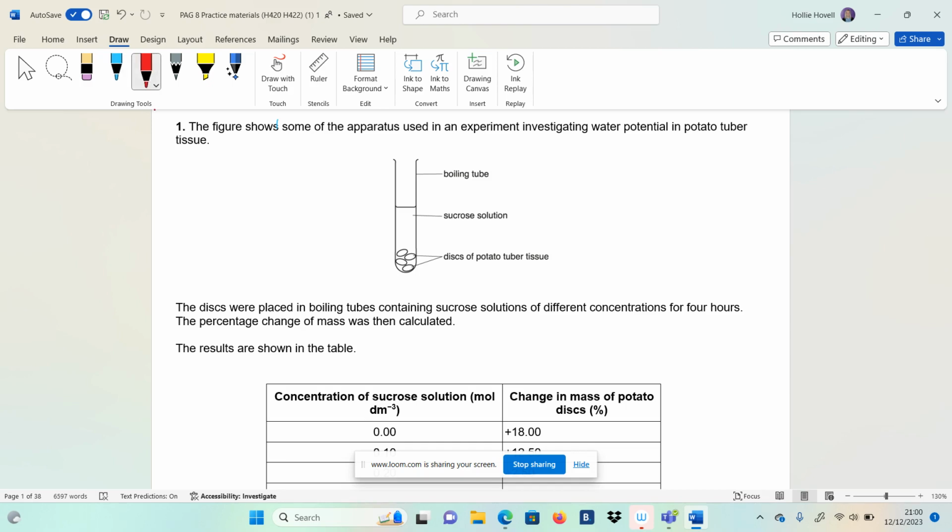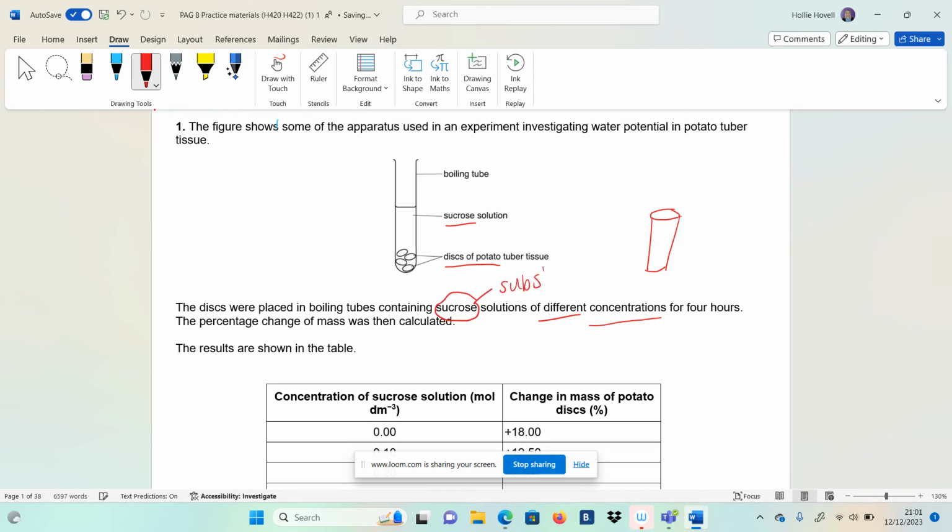Okay, the first question. The figure shows some of the apparatus used in an experiment investigating water potential in potato tuber tissue. Okay, so we've cut out some discs of potato. So when you've done this experiment, you might have done discs or you might have done something that looked more like cylinders like this, but it's the same idea. Then you've got your sucrose solution, which you probably have used in a boiling tube. The discs were placed in boiling tubes containing sucrose solutions of different concentrations. So you've probably done an experiment where you changed the concentration. The sucrose in this experiment is broken down by the enzyme, so the sucrose is the substrate.